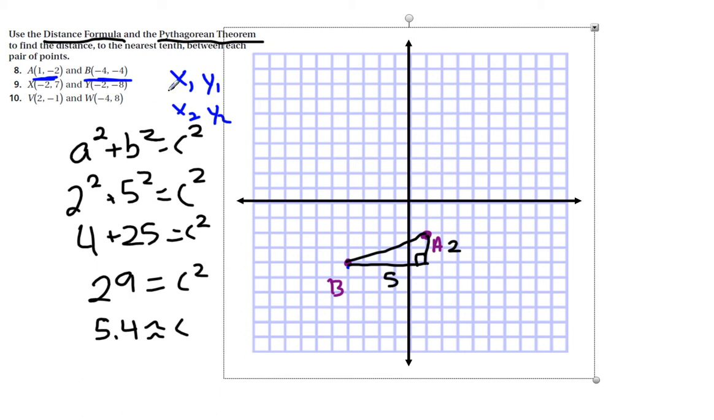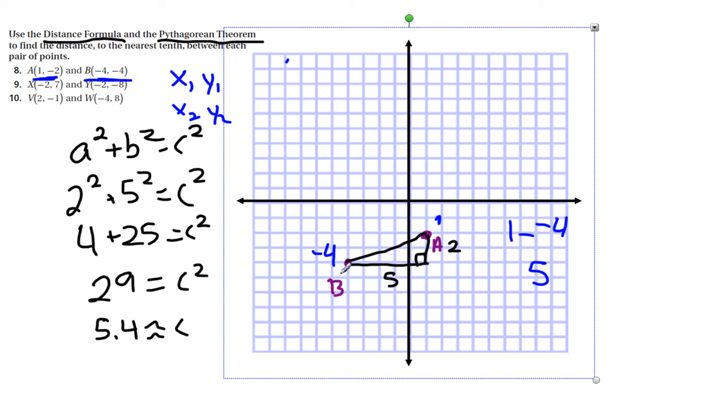Okay, so we're looking at, what am I doing? Oh yeah, x1, which is positive 1, and x2, which is negative 4. We want to know how far it is from 1 to negative 4. Well, it's the difference between them. So we say, what is 1 minus negative 4? Well, that just happens to be 5. Hey, look at that, 5.